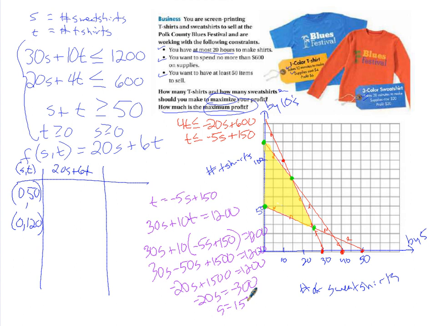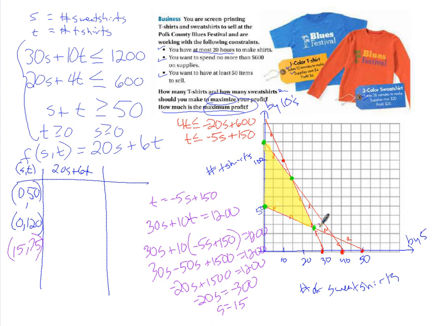So now that I know that s is positive 15, I can write that here. And I've got to find the t value that goes along with that. Take 15, I can plug it back into this equation right here. 15 times negative 5 is negative 75. Negative 75 plus 150 is 75. So 15 comma 75 is one of my ordered pairs. And it does, on the graph, look like 15 comma 75. It looks actually like I could have called it 15 comma 75, but I didn't know for sure. That's why we did this algebra, to make sure.